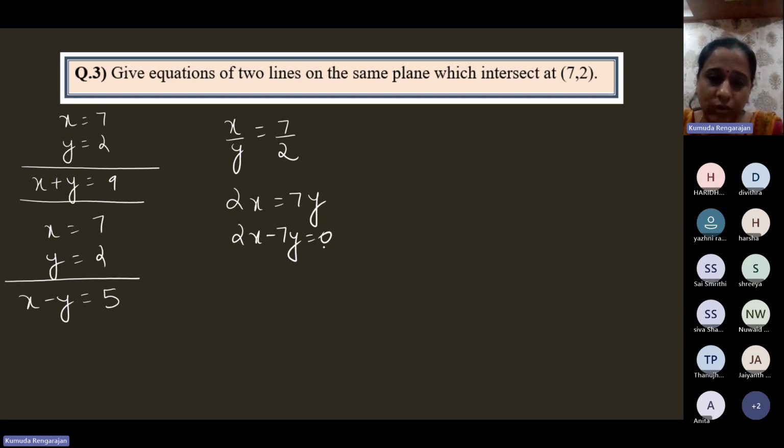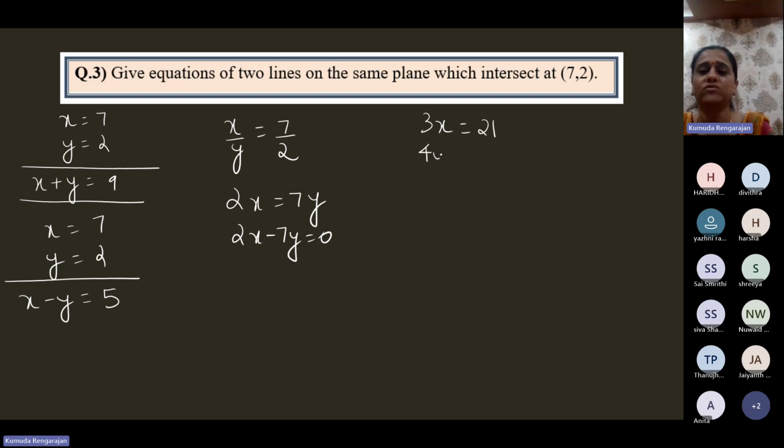Now this is another equation which 7, 2 will satisfy. So like this, you can write many equations. Now, find out what is 3x. What is 3x? How much is 3x? Yeah, children, 3x is equal to 21.